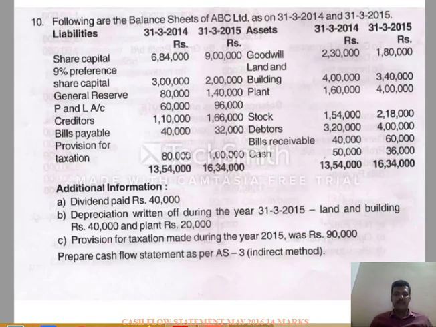And we have the adjustments related to the dividends paid worth rupees 40,000, depreciation written off during the year 31st March 2015 on land and building 40,000 and plant 20,000, and provision for taxation made during the year 2015 was rupees 90,000. So here we are asked to prepare cash flow statement as per Accounting Standard 3 under indirect method.